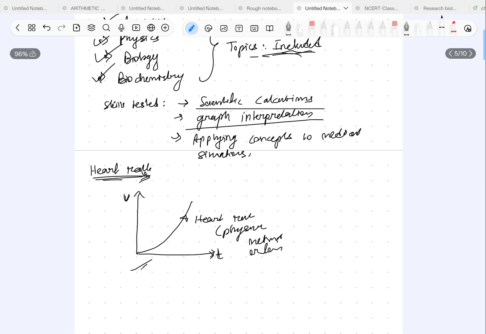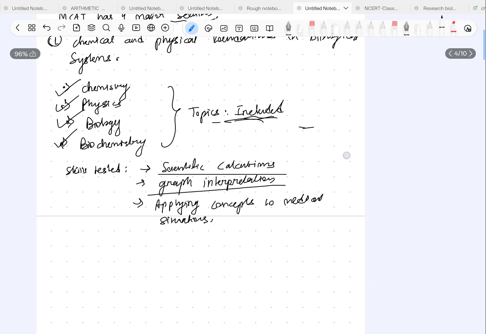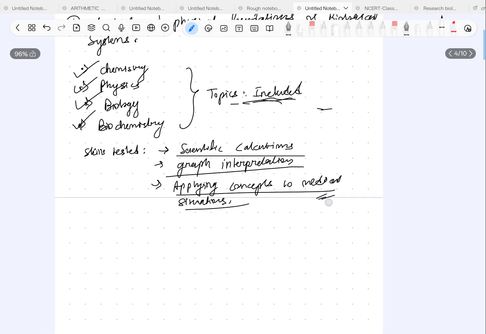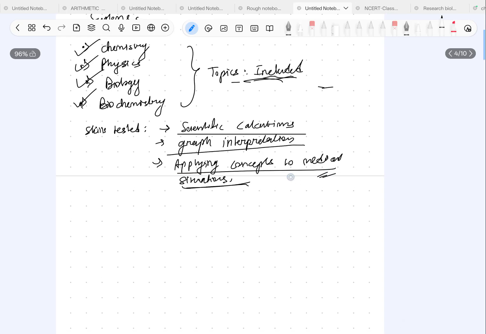Okay, you will go through it in more depth while studying at Harvard University or while preparing for the MCAT. Applying concepts to medical situations means many case-based studies are given, like a patient is mentally disordered, how you will manage it.